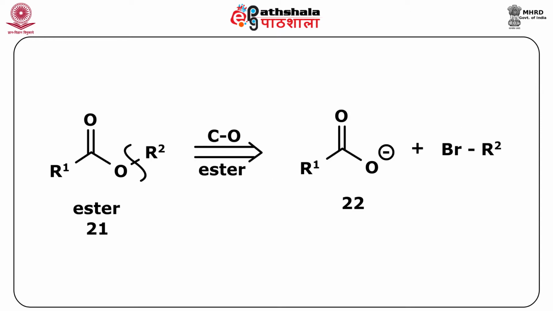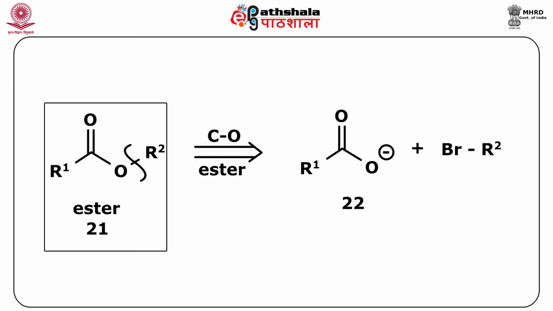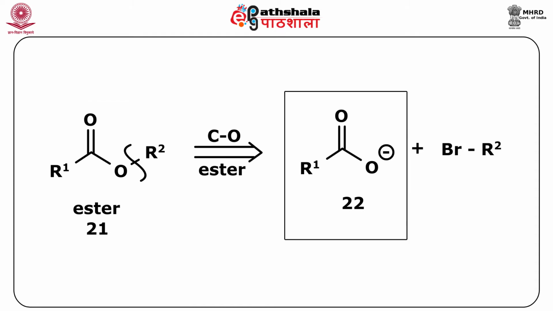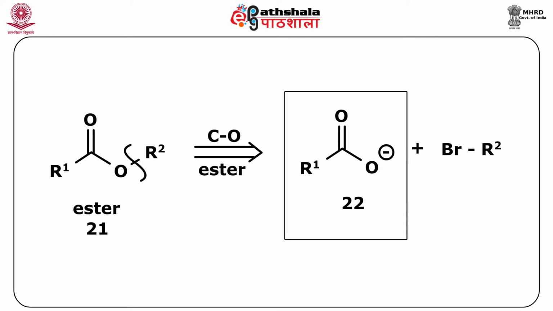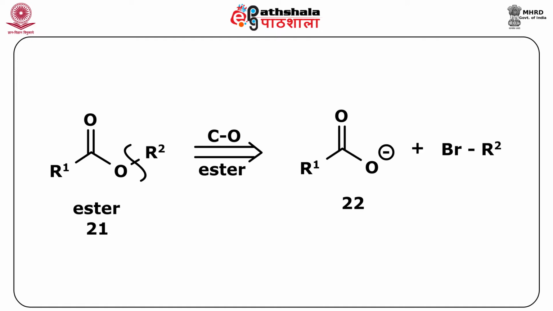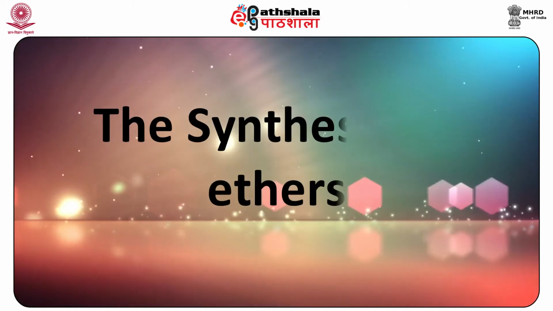The other disconnection approach for the ester 21 into the alkyl group and the heteroatom is possible by the use of the anion of the acid, for example, in figure 22, and an alkyl halide R2Br as depicted here in this reaction mechanism of the figure.